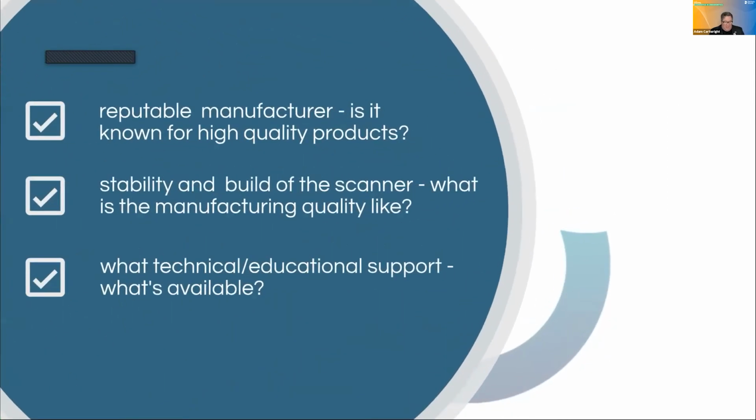When we think about the quality of the product itself, think about whether this is a reputable manufacturer. Think about the companies that you already work with in your surgery and within the practice. Is it somebody you already know from other products within the surgery environment? Think about the stability and the build of the scanner as well. This is a machine that's going to be lasting you a number of years, so is it going to last the 10, 15 years that you want it to? And what technical and education support is available, both when you have the system installed and moving forward? Is there education there to support you on your journey as you grow your practice around the technology that you've invested in?